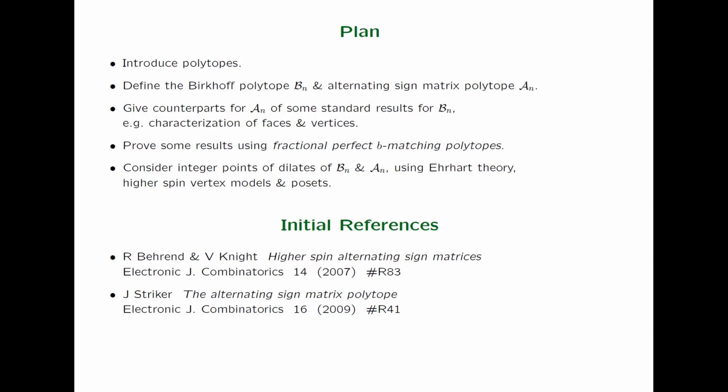So yeah, this is all part of the same part here. We'll define Bn and then extend it to An. We'll then look at some standard long-standing results for Bn and give counterparts of those for An. We'll then prove some of these results within the framework of what are known as fractional perfect B-matching polytopes. And then finally, we'll consider the integer points of the integer dilates of Bn and An using three separate approaches: Ehrhart theory, ISP vertex models, and posets.